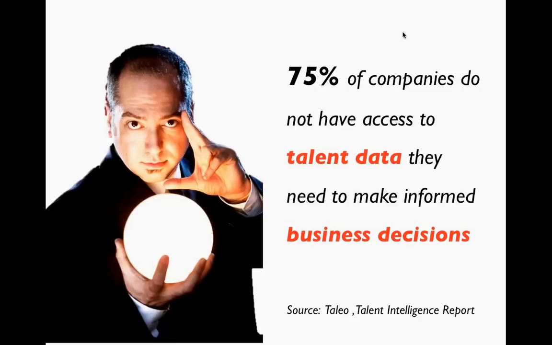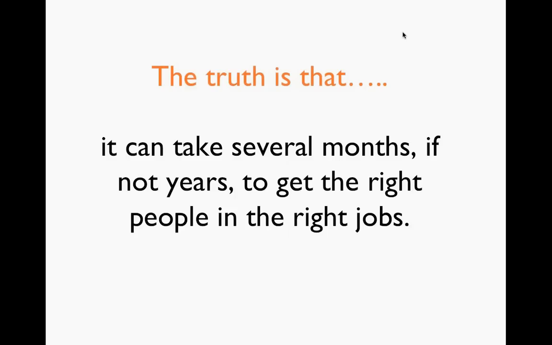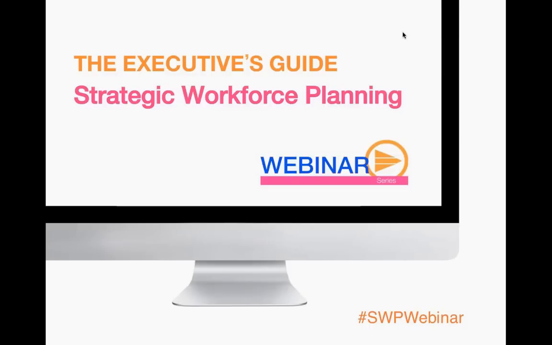What is even scarier is that 75% of companies do not have access to talent data, according to Taleo, to make more informed business decisions. Now, it is almost as if the business takes for granted that it already has people with the necessary capabilities. But the truth is that it can take several months, if not years, to get the right people in the right jobs. And this can seriously hinder the execution of even the most well thought out strategy.